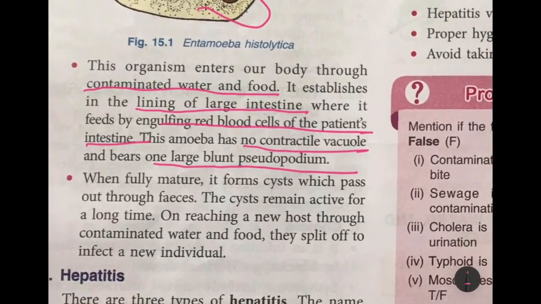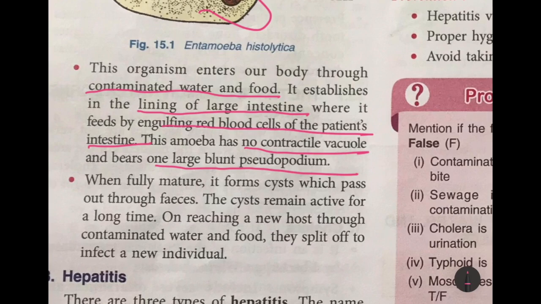When it is fully mature, it forms cysts which pass out through the feces. The cyst remains active for a long time, and whenever these cysts of Entamoeba histolytica reach a new host, how do they reach? By contaminated food and water. Again, they split off and a new Entamoeba histolytica is formed in the intestines of the new host.